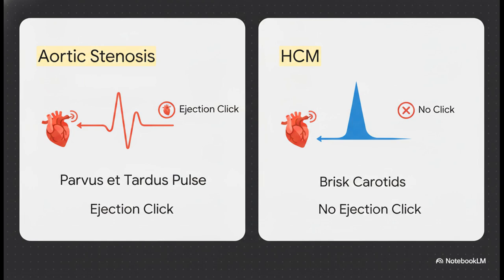You can also easily differentiate them right on the basic physical exam. Aortic stenosis features a soft, delayed carotid pulse because the blood is just struggling to get past that calcified valve, and you'll often hear an accompanying ejection click. HCM, on the other hand, presents with brisk carotids due to an incredibly forceful initial ventricular contraction, and you will absolutely never hear an ejection click. Use these structural clues to lock in your diagnosis fast.